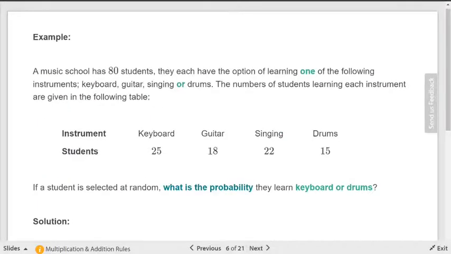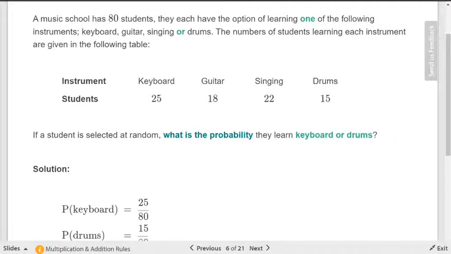Good job. So let's look at this one. A music school has 80 students. So 80 is our total number of students, so it's going to be the denominator of whatever fraction we get. They each have the option of learning one of the following instruments: keyboard, guitar, singing, and here's my keyword. What is it? Or drums, right?